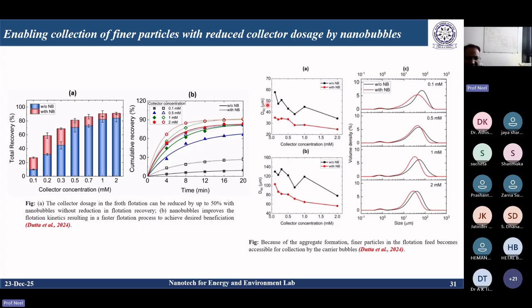So what we have found in these studies, Neelkanth has done a lot of experiments. What we find is that the total recovery of the particles, if I use flotation in the microflotation setup, if you perform the experiments, the flotation recovery can be enhanced drastically by using nanobubbles. And of course, the amount of collector dose required has been seen to be reduced drastically by the presence of nanobubbles in the system.